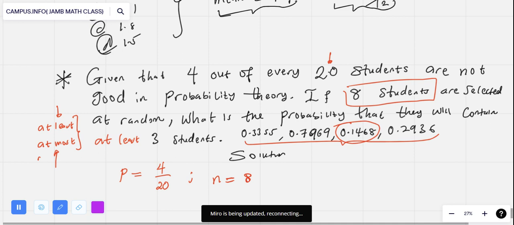Normally, under probability, majorly under probability, you always have N, capital N. This capital N stands as the population. The population value in that question, okay? The population value, all right? But what is the small letter n?